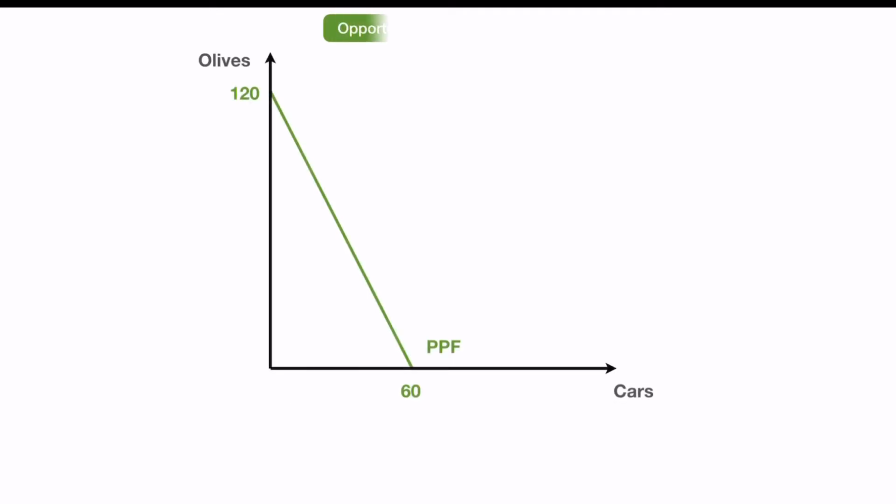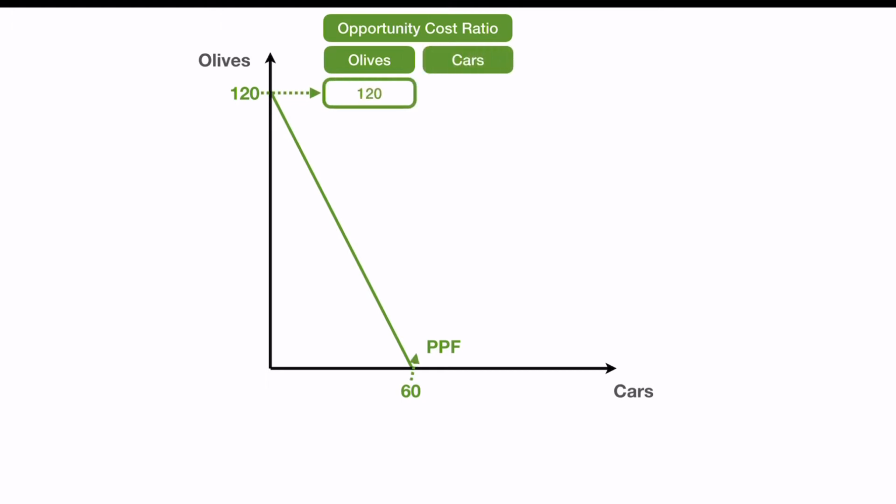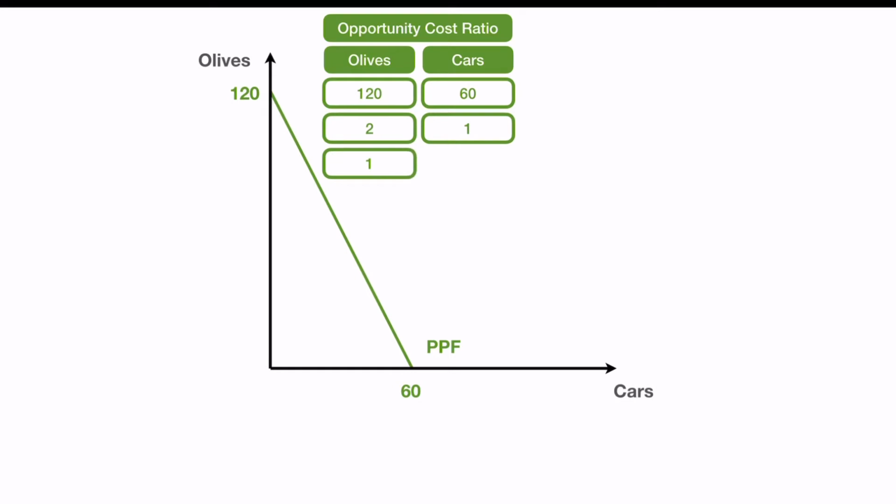We can also calculate the opportunity cost ratio by taking the maximum values of each good and then cancelling down. The opportunity cost of one car is 2 tonnes of olives. The opportunity cost of 1 tonne of olives is half a car.